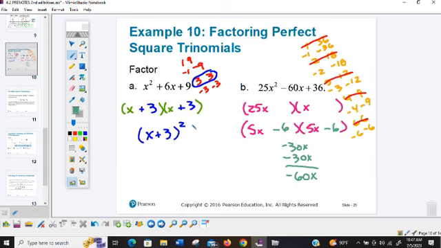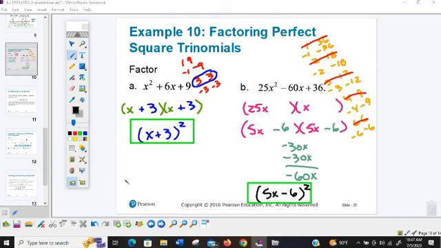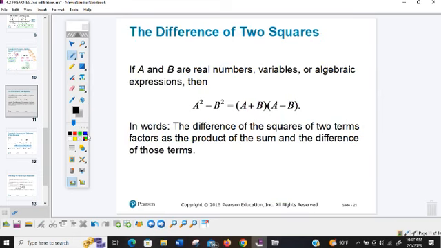It's called guess and check because you want to keep doing it till you figure out the one that gives you this trinomial. Now remember, because these are exactly the same, I can write this final answer as 5x minus 6 to the second power. Because they are exactly the same, we can write it like that.